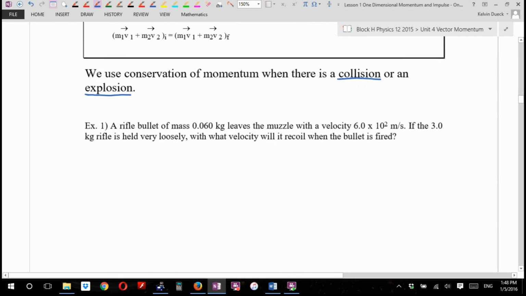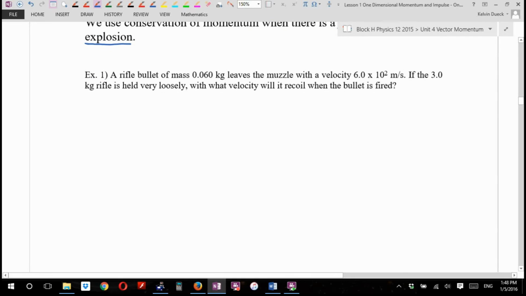Example 1. A rifle bullet of mass 0.06 kilograms leaves the muzzle with a velocity of 600 meters per second. If the 3-kilogram rifle is held very loosely, with what velocity will it recoil when the bullet is fired? I would argue that firing a rifle counts as an explosion. This is a job for conservation of momentum. I'm going to start out by saying the sum of all the initial momentum equals the sum of all the final momentum. That'll get you 1 mark.